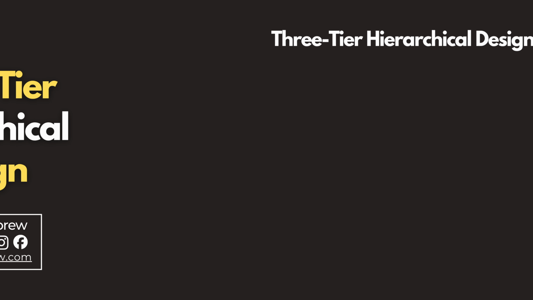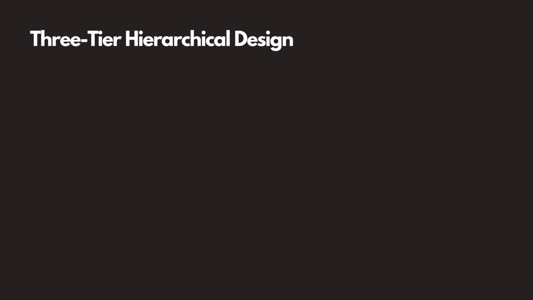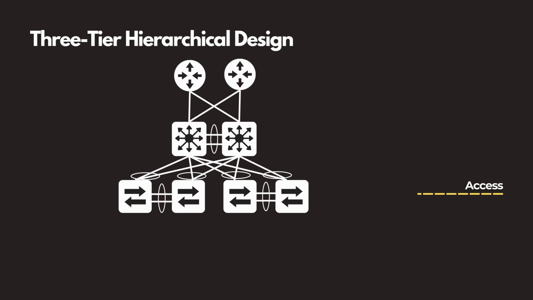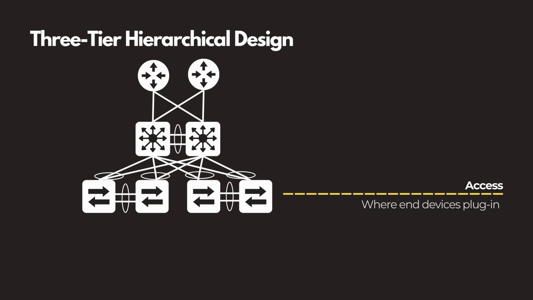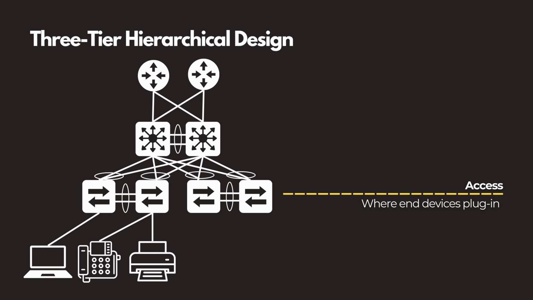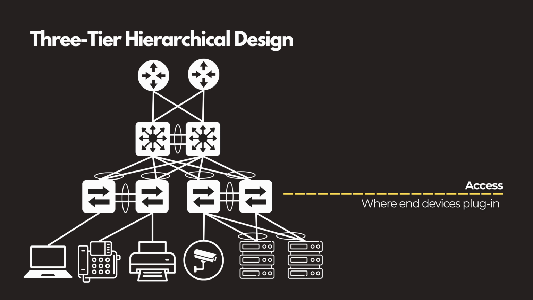Modern architectures use the 3-tier hierarchical design, which has 3 layers. First is the access layer, where end devices plug in, like laptops, phones, printers, cameras, and servers. It handles port security, VLANs, and power over Ethernet.